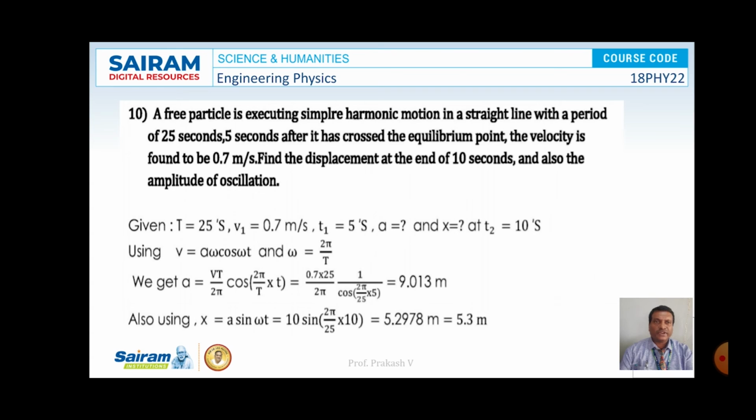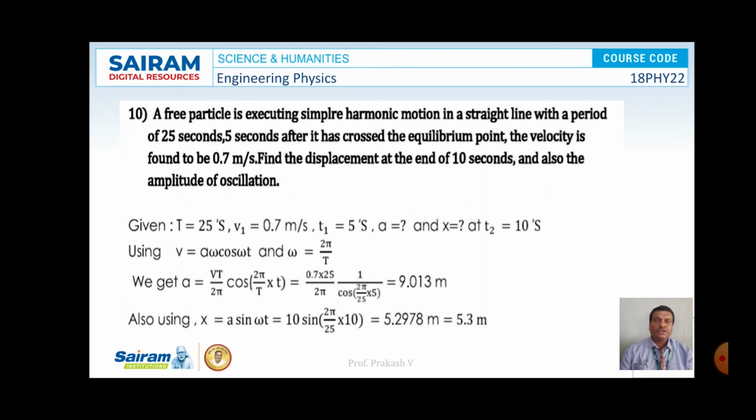Further the displacement x is given by A sin omega t, or that is nothing but A sin 2 pi by 25 into 10. So on simplification the value of x is found to be 5.3 meter. So this is the solution for the given problem.